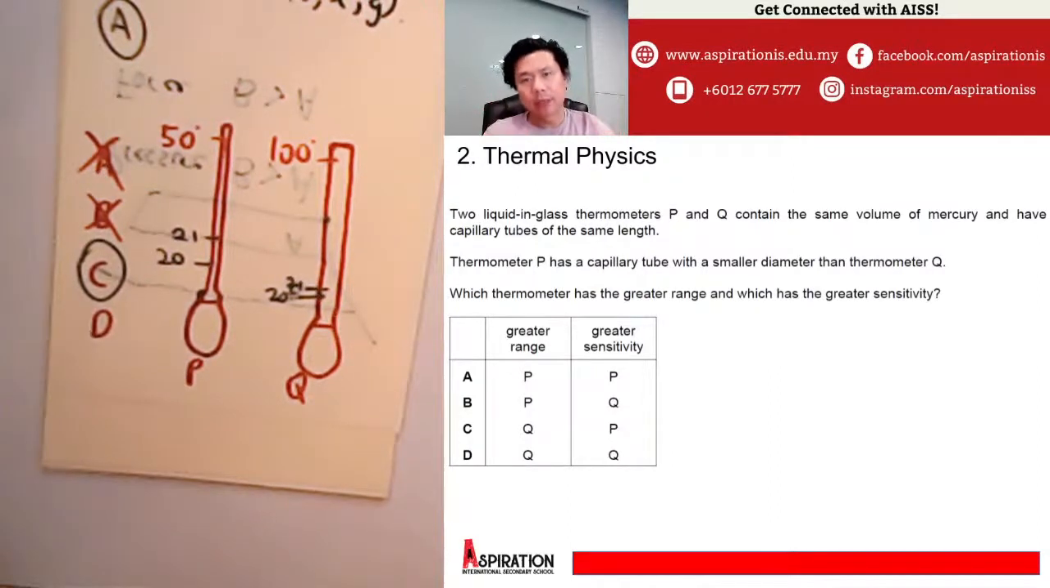Students find this topic very difficult in thermal physics. From my experience, I know. So I hope this has helped you a little better in your understanding. All right, so we'll move on.